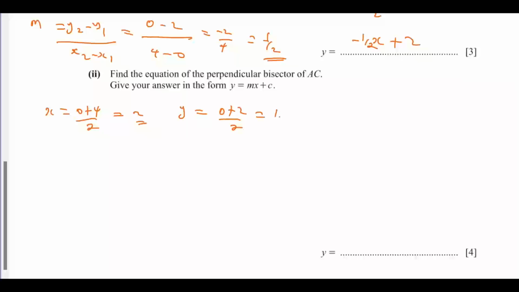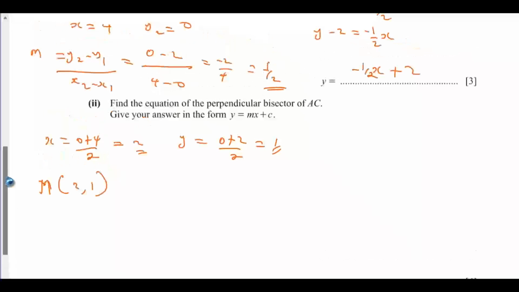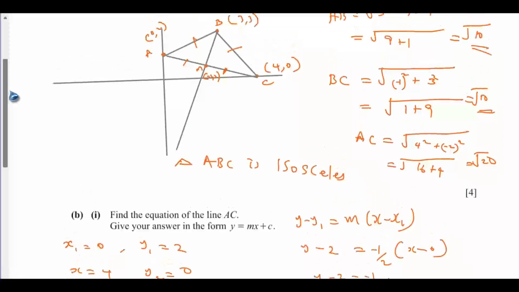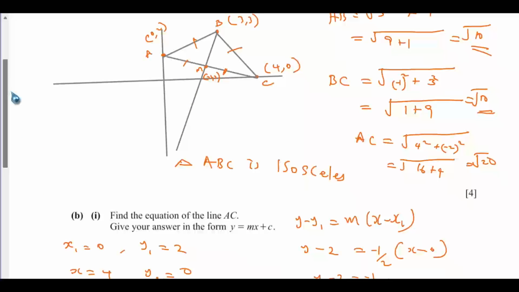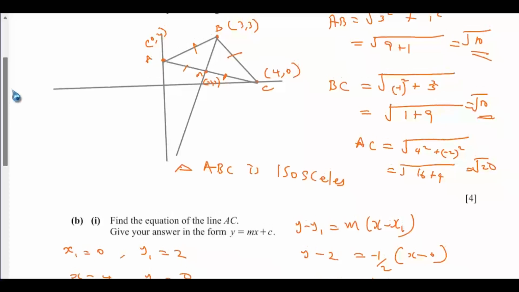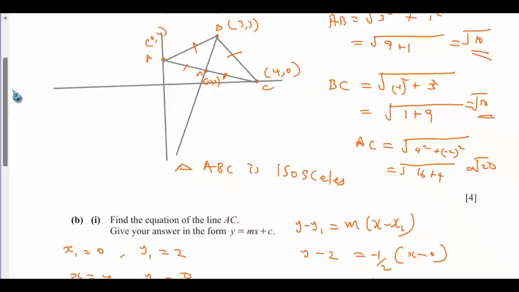Okay, so that means the coordinates of the midpoint M will be x equals 2, y equals 1. Okay, so we need the gradient. So this is point M, not the gradient. Okay, this is point M. The gradient of the perpendicular bisector is perpendicular to the gradient of AC.